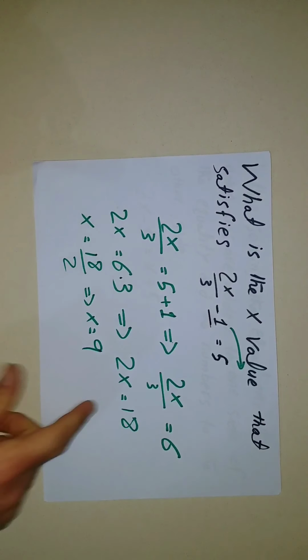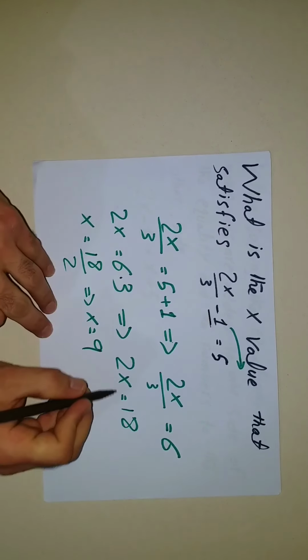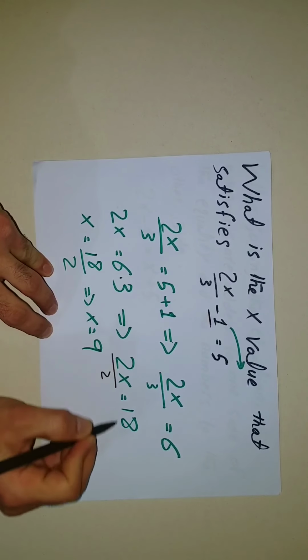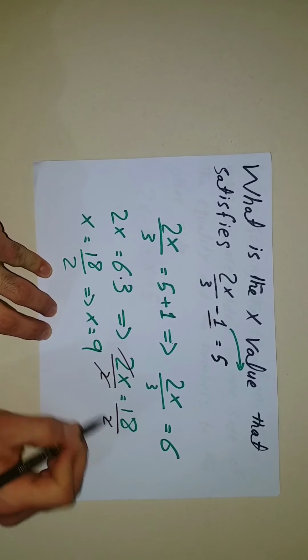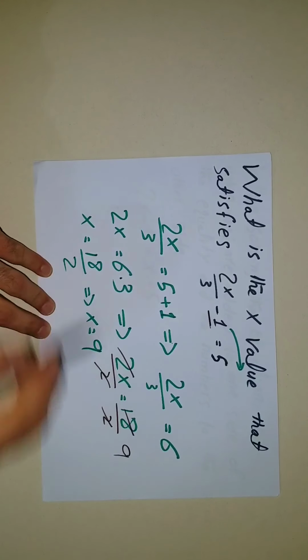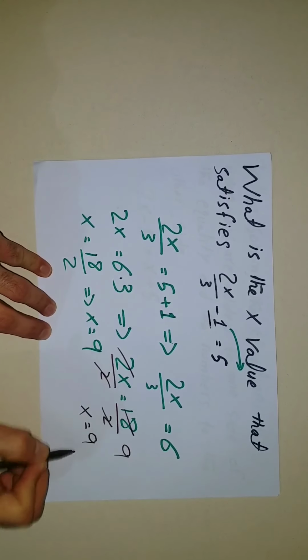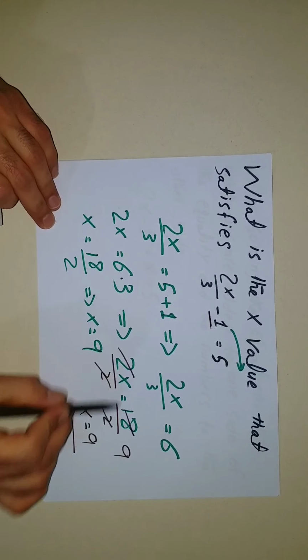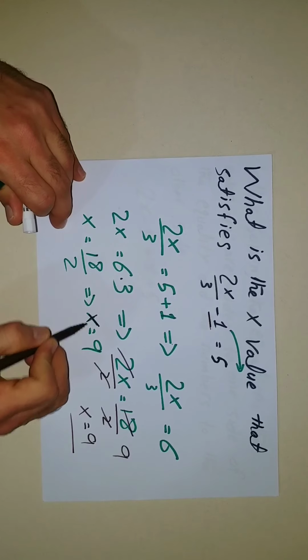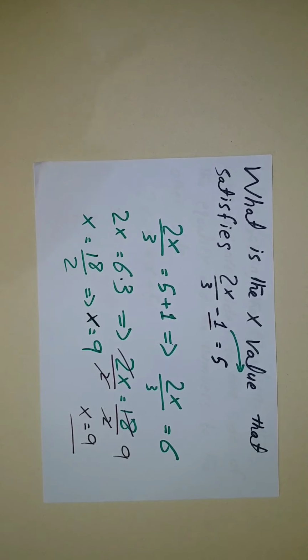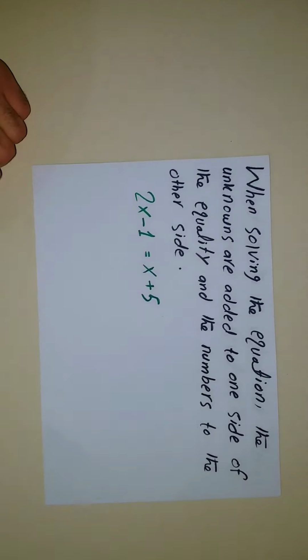I can also solve this question like this. I can also divide by 2 on both sides of the equation. This 2 will cancel with this 2 and 18 divided by 2 will be 9. It will also give you the same result. If you want, you can do it like this. If you want, you can transfer. Then you can find the value of x. Whichever one is easy, you can use that method.